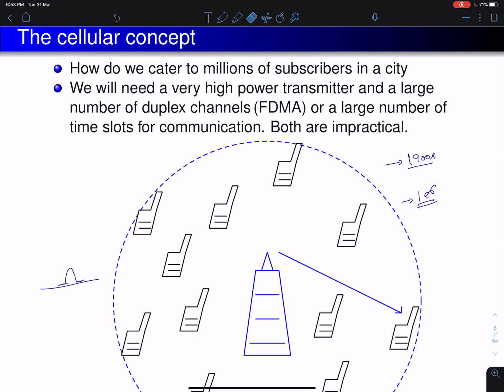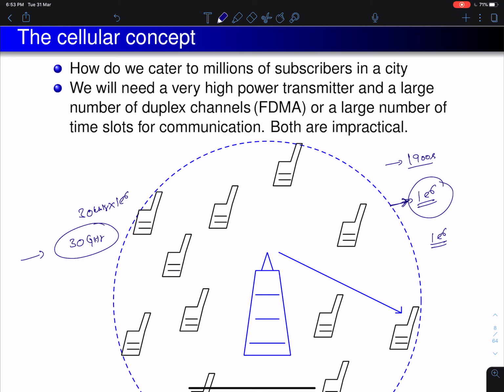And we already know what an FDMA system is. Each user is orthogonalized by giving orthogonal frequency channels. So now let's say we go for an FDMA system. To cater to 1 million subscribers, I may have to give 1 million channels. If each channel was 30 kilohertz, 30 kilohertz into 1 million is 10 to the power 6, you will need 30 gigahertz. That will be your total channel bandwidth necessary.